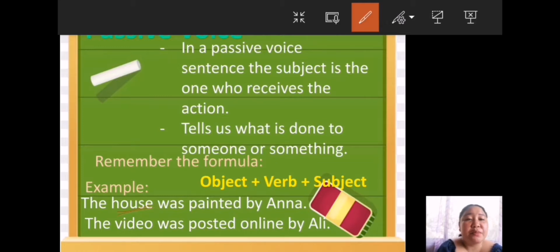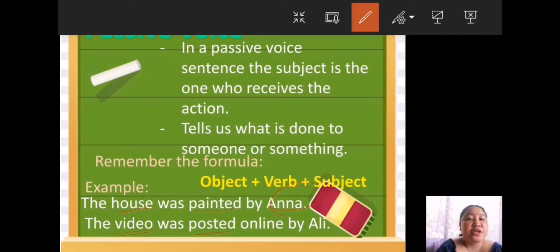And the verb here, the action word is painted, so that is our verb. And Anna is our subject. So Anna is the one who receives the action. So the house was painted by Anna. Another example, the video was posted online by Ali. So the video here is our object, which is acted upon, and the verb, which is the action word, is posted.